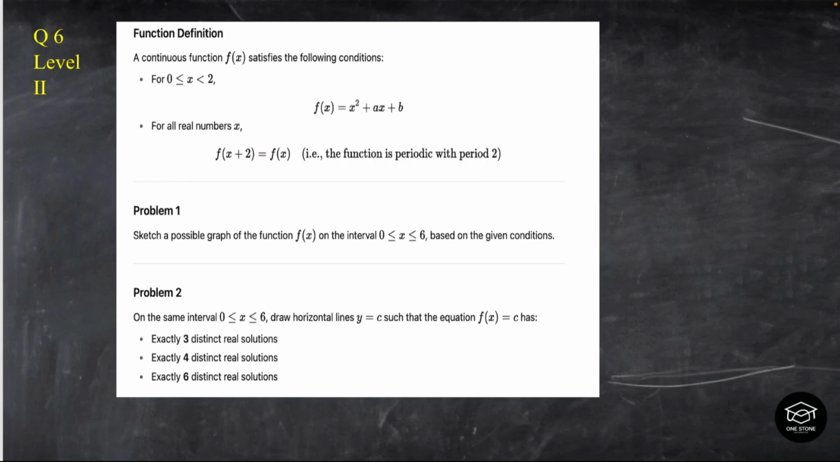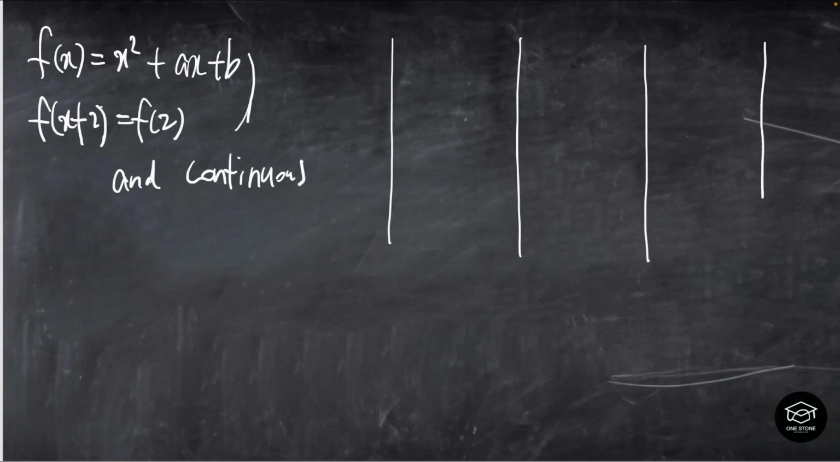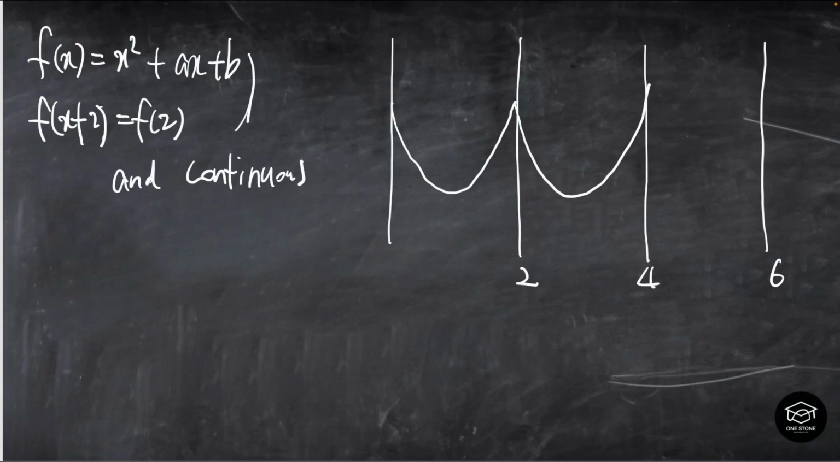Now, since the function is also continuous, the ends of each repeating piece must connect smoothly. For that to happen, the parabola on each interval should be symmetric, and the point where each interval repeats, such as x equals 2, 4, or 6, must line up perfectly.